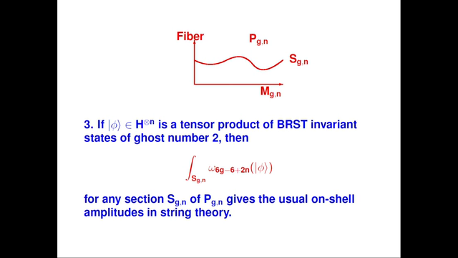So now let us recall what we are going to use omega p for. One of the uses of this omega p is that if we have chosen a specific section of PGN, that we declare as a section over which we will do the integral, then the off shell amplitude will be given by the integral of omega 6g minus 6 plus 2n of phi on this section.